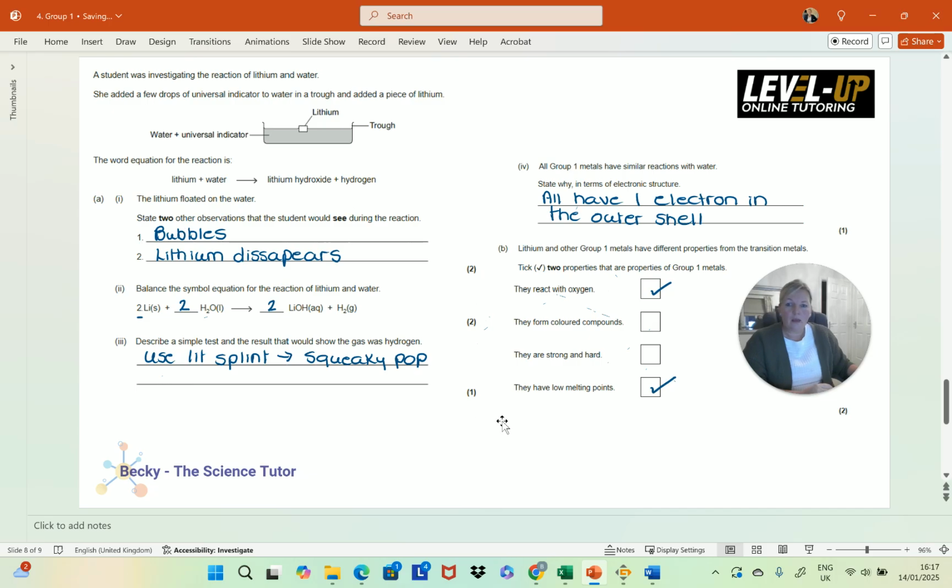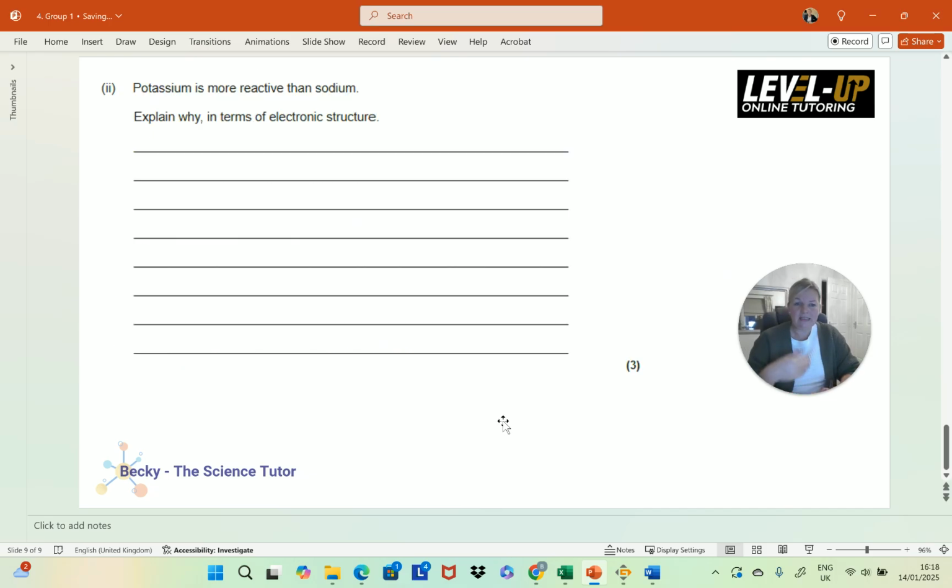And the final question then, this is a sort of medium to high level question. You would find this in the back of a foundation paper or in a higher paper, so it's a little bit more of a demand. So here it says that potassium is more reactive than sodium. Explain why in terms of the electron structure. Okay, so we're going to say potassium's outer electron is further from the nucleus.